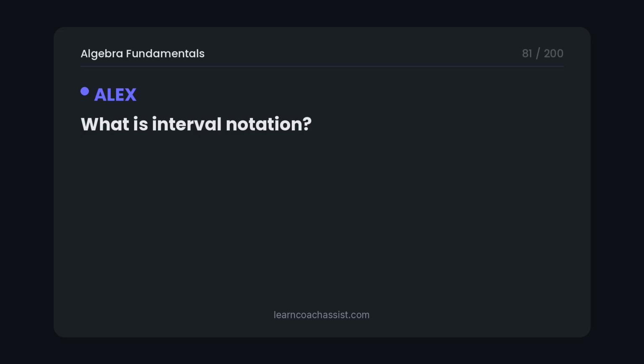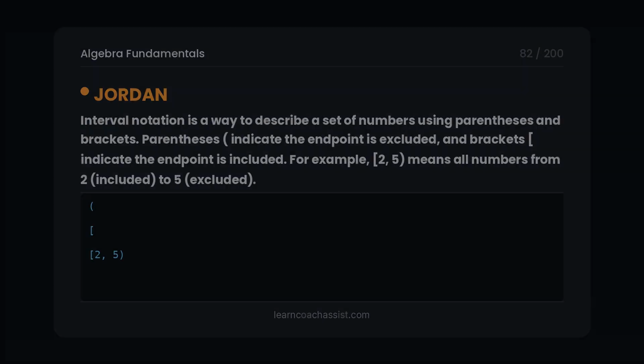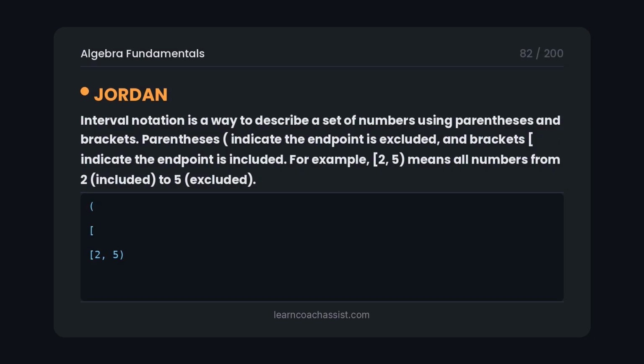What is interval notation? Interval notation is a way to describe a set of numbers using parentheses and brackets. Parentheses indicate the endpoint is excluded, and brackets indicate the endpoint is included. For example, [2, 5) means all numbers from 2 included to 5 excluded.